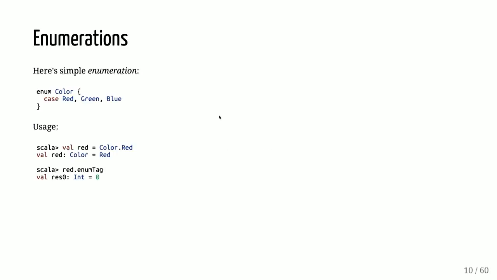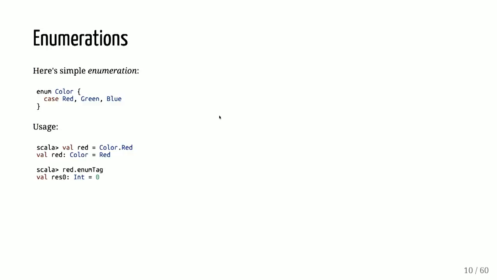So let's start with enums. An enum, at first glance, is an enumeration. Scala didn't have enumerations. It had this enumeration class, which was almost universally hated by people. And everybody wanted true Java enumerations. So now we have them.